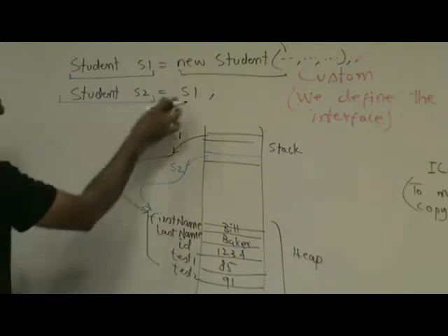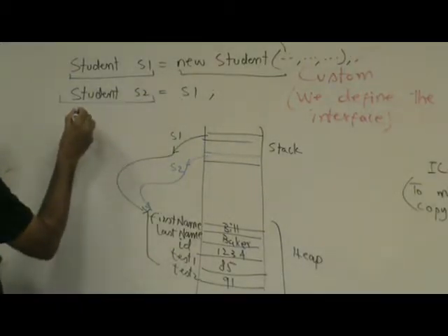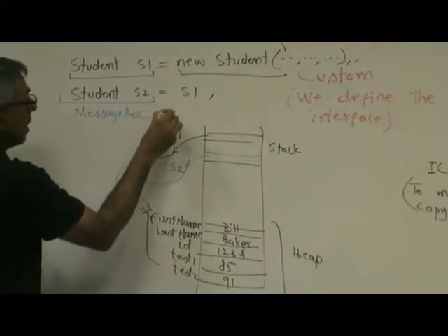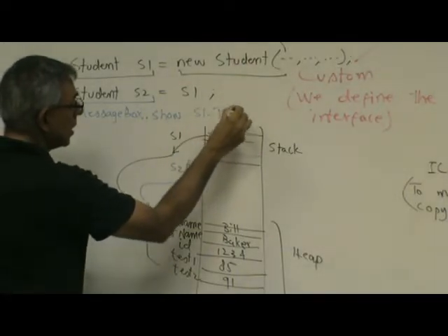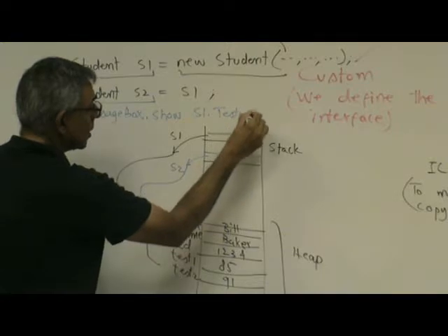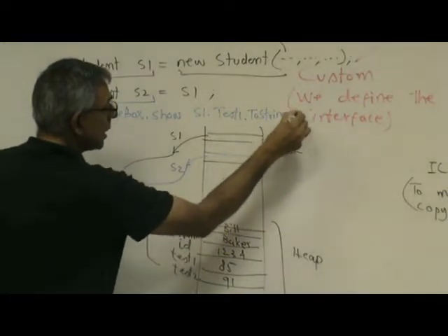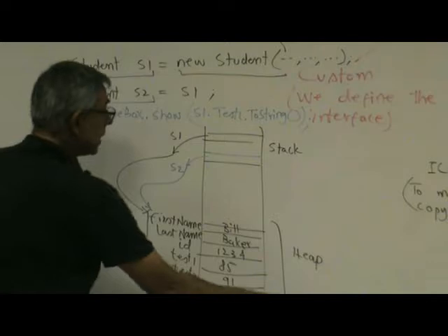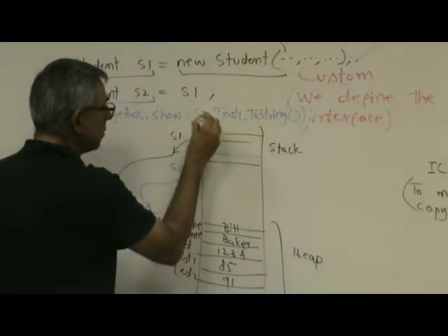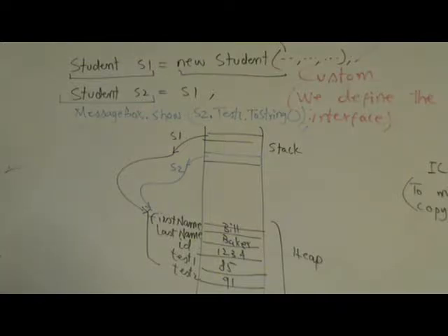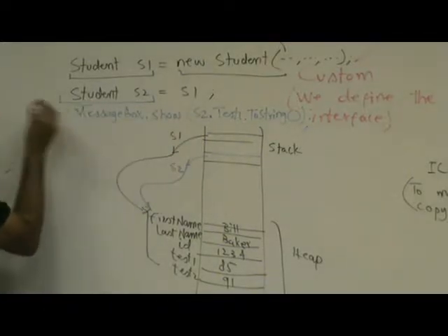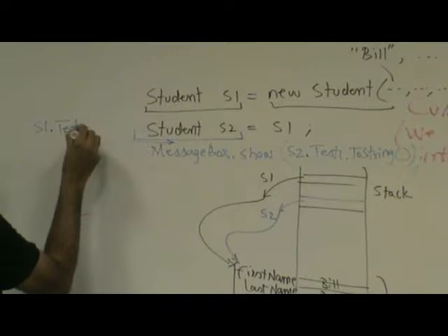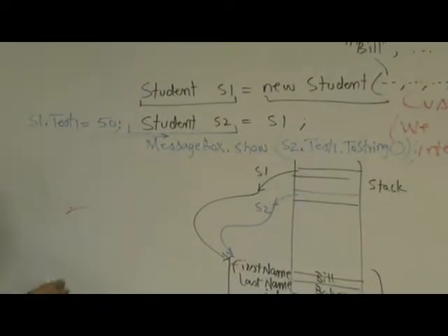So for example, after we assign S2 to S1, if you did, let's say, message box show S1 dot test1 dot toString, what will you see in this example? 85. You'll see 85, right? Okay. What if I say S2 dot test1? The same thing, right? Now before I display the message box, what if I do S1 dot test1 equal to 50? It will be 50.